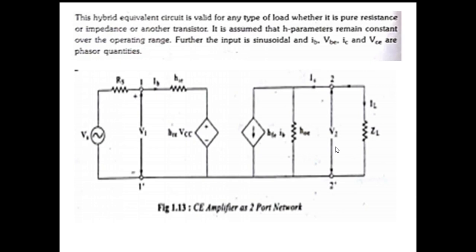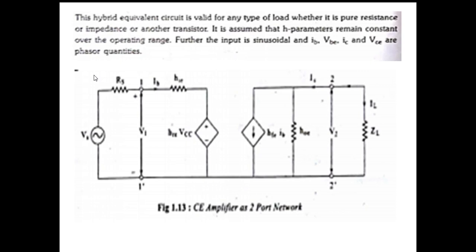Here this is the equivalent circuit of a common emitter amplifier, which consists of input impedance HIE, and HRE VCE, which is a voltage source. Next, this is a current source on the output side, HFE IB, where this is IB, and HOE is the output admittance. Up to here, this is the hybrid model for common emitter configuration.